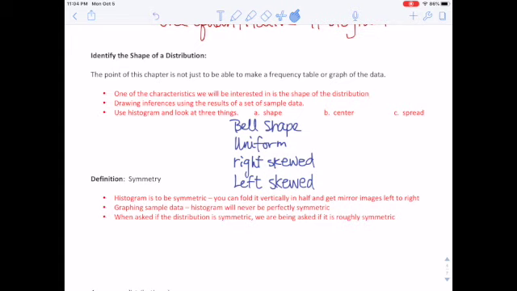That's kind of iffy because data is not always going to come out left to right, but we're talking about roughly. Graphing sample data, a histogram would never be perfectly symmetrical, but roughly looking. When asked if the distribution is symmetrical, we are being asked if it's roughly symmetrical. I'll show you in a minute.